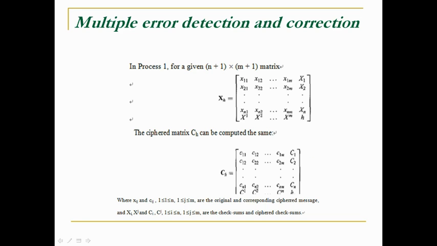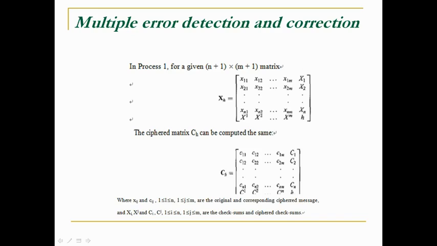So now the case of multiple error detection and correction. We are only going to discuss the case of process 1 in this scenario. In process 1, for a given n plus 1 by n plus 1 matrix XH, the ciphered matrix CH can be computed the same way, with all the same conditions as we just talked about in the single error detection and correction.